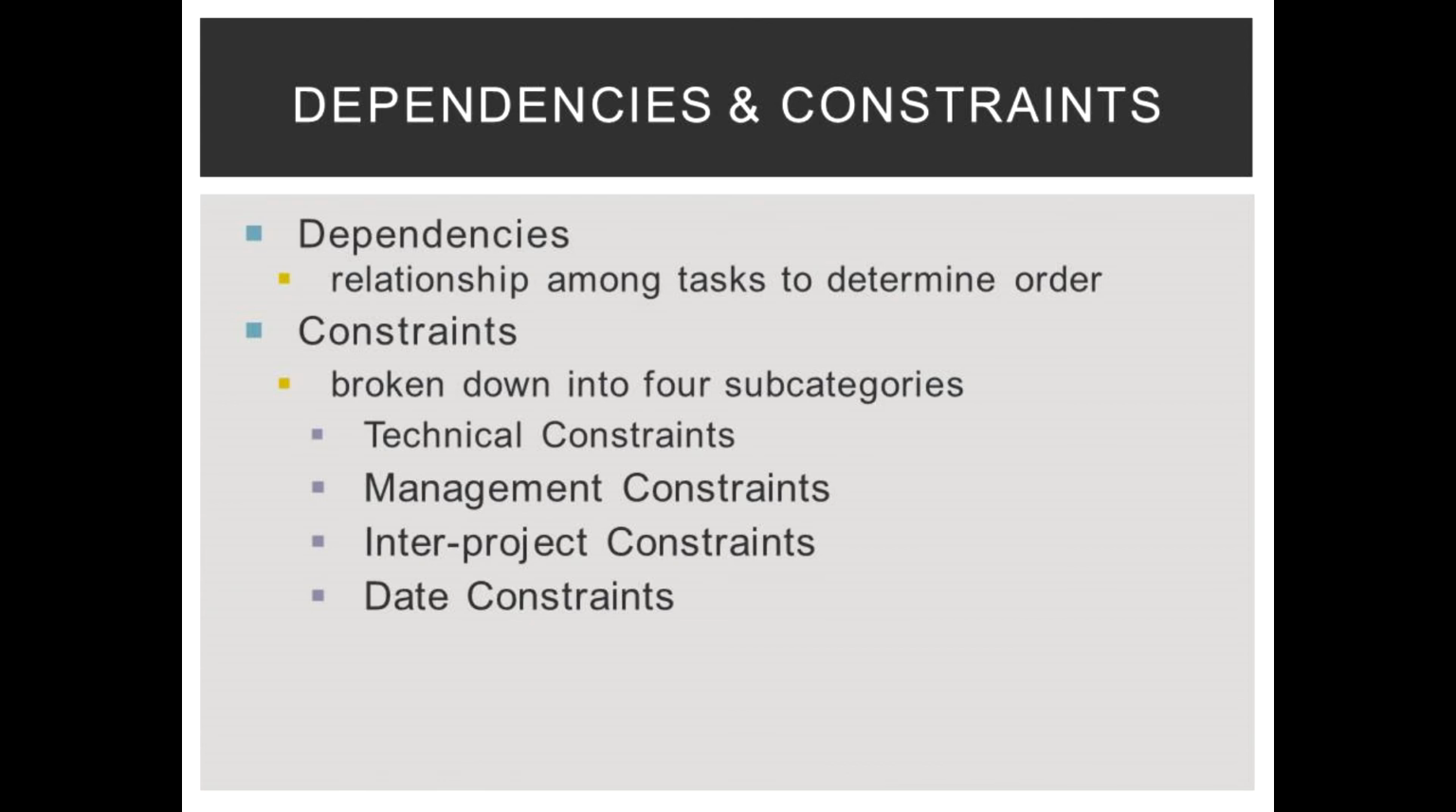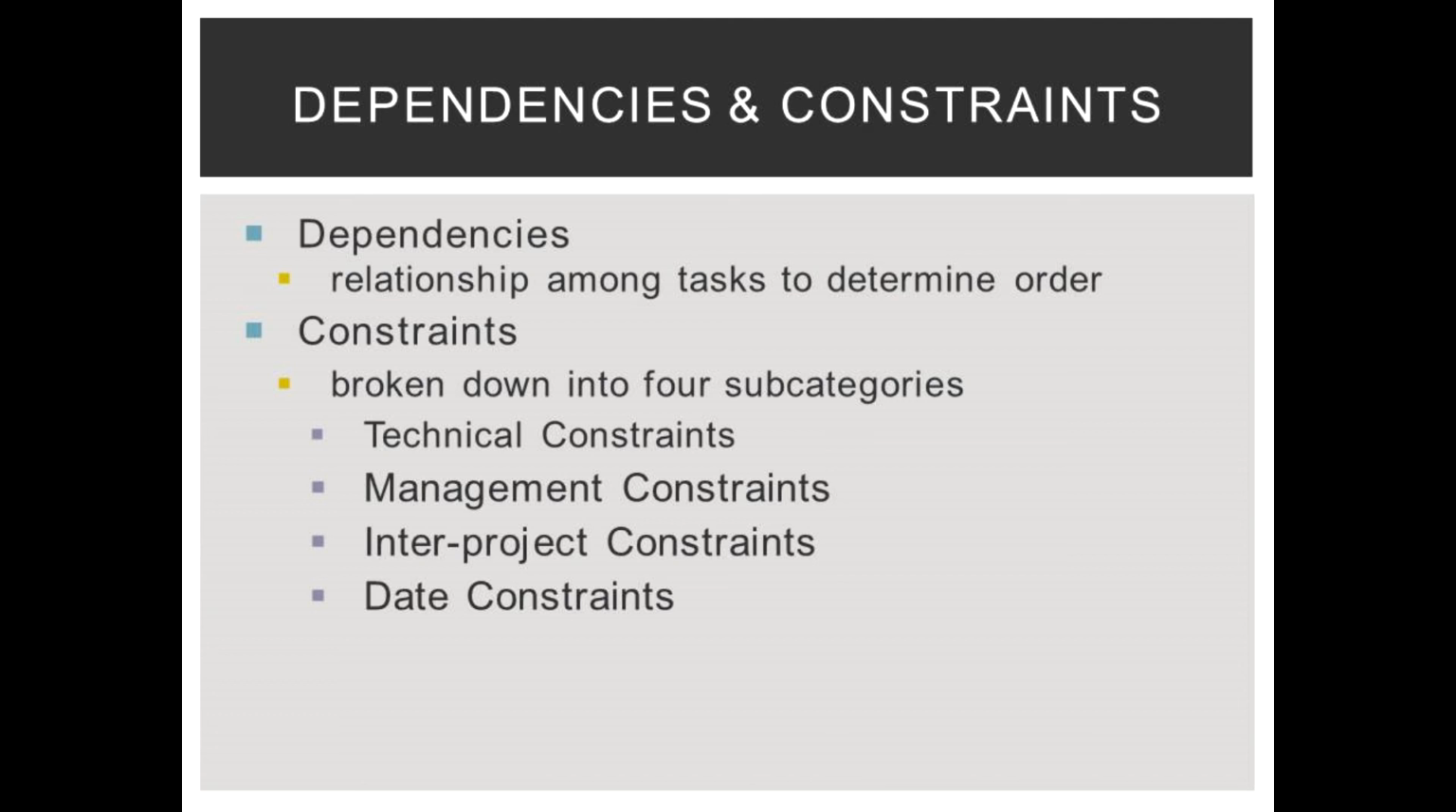Here we have dependencies and constraints. Dependencies refer to the relationship among tasks that determines which order the tasks will go in. Project constraints are limitations that influence how the project is managed. Constraints are broken down into 4 subcategories: technical constraints, management constraints, inter-project constraints, and date constraints.